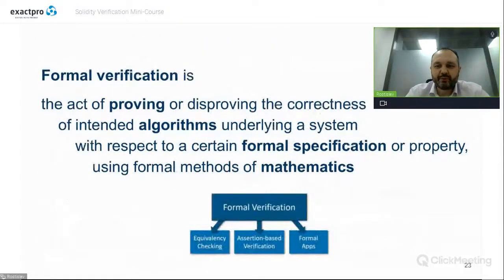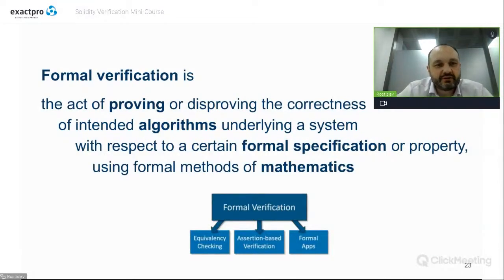So at this point, I'm ready to show you the formal definition. And it says that formal verification is the act of proving or disproving the correctness of an intended algorithm underlying the system with respect to a certain formal specification or property using formal methods of mathematics. So let's go line by line, but probably from the end. So you already see that this technique is using formal methods of mathematics. And this is already clear, I assume, right? Yes, and any questions and comments are welcome.